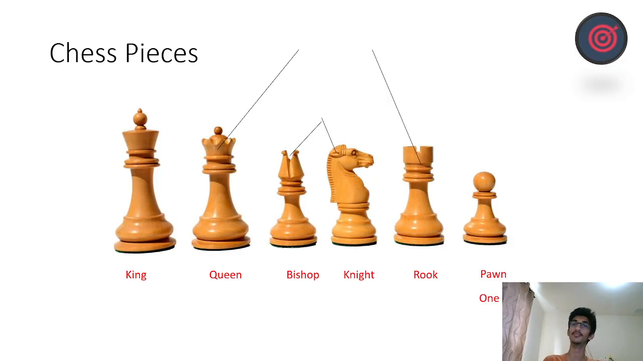So we have the pawn, which has 1 point. The rook is worth 5 points. The knights and the bishops are both worth 3 points, and the queen is worth 9 points. And I say that the king is worth infinity points because in chess you can't actually lose the king. The king gets checkmated. But the main point that I'm trying to make here is that the king is the most important piece in the game, and you should protect your king.